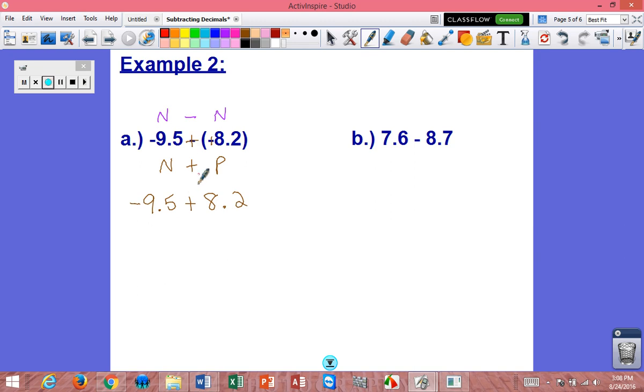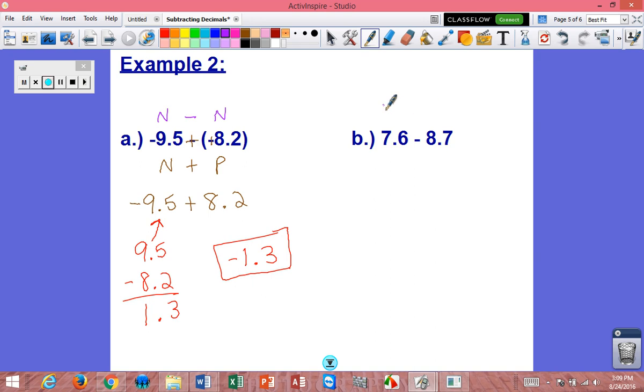So now that we have a negative plus a positive, remember when we are adding different signs, we're really just going to subtract them. So if this were a normal subtraction problem, we would put the 9.5 on top and subtract the 8.2. So we get 1.3. Now the higher number is 9.5. In this problem it is negative, so I know my answer must be negative.